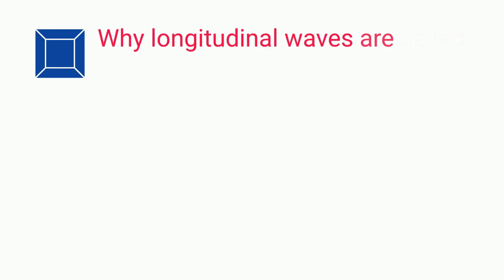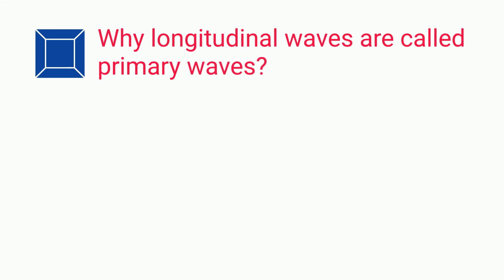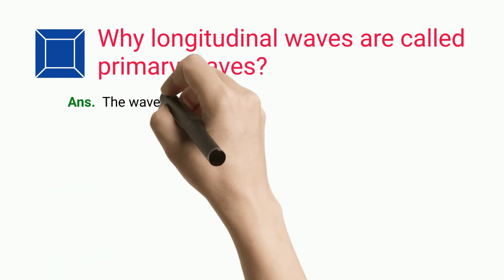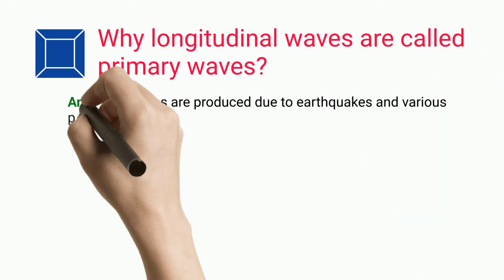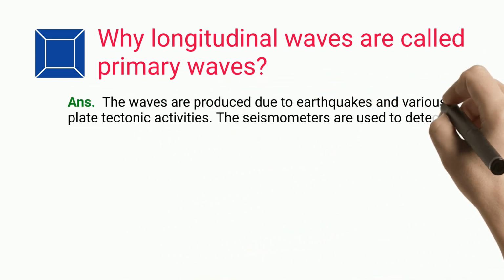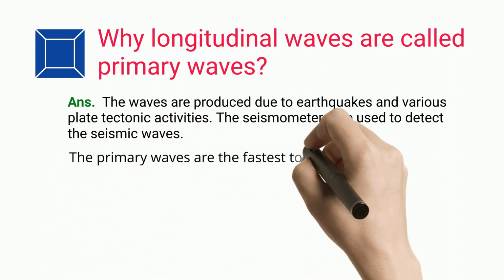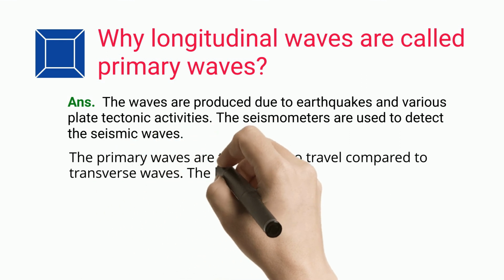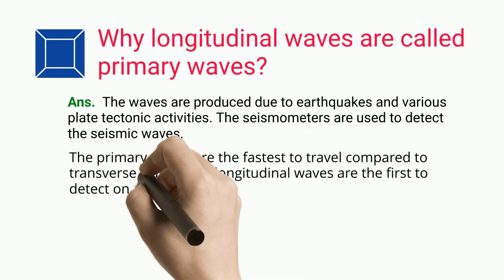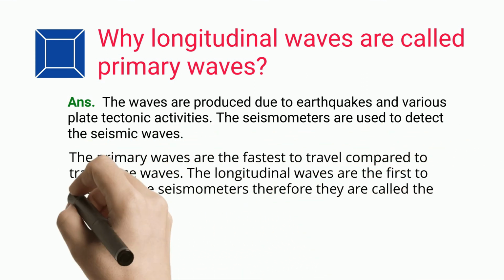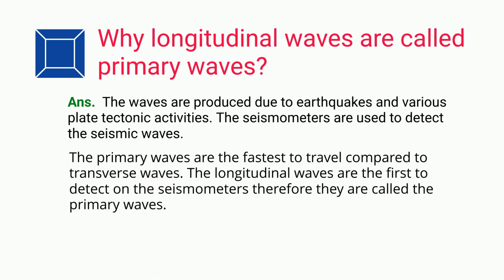Why longitudinal waves are called primary waves? The waves are produced due to earthquakes and various plate tectonic activities. The seismometers are used to detect the seismic waves. The primary waves are the fastest to travel compared to transverse waves. The longitudinal waves are the first to be detected on the seismometers, therefore, they are called the primary waves.